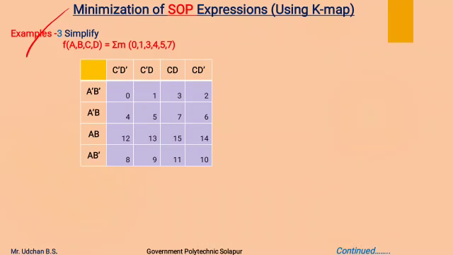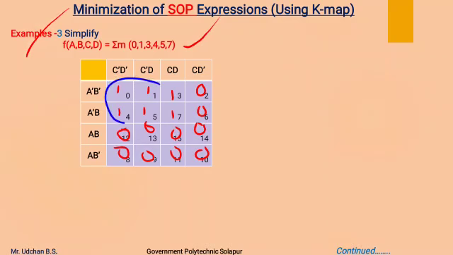Again we will enter the ones for the min terms which are available in the equation, that is for 0, 1, 3, 4, 5 and 7. For the remaining cells we are going to enter the zeros. Now after this we are going to identify an octet, which is not possible over here, so we will go for a quad. This one will be our first quad.